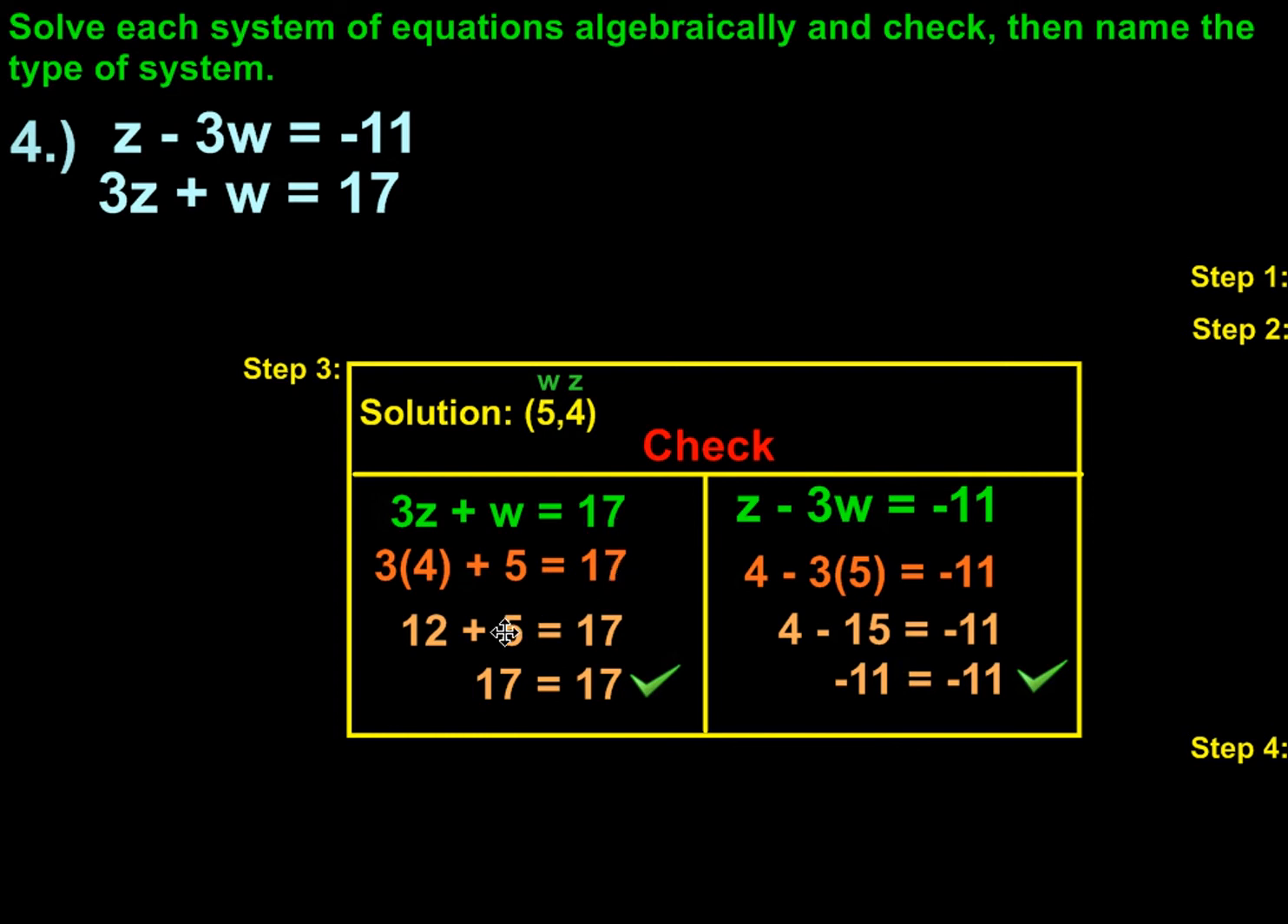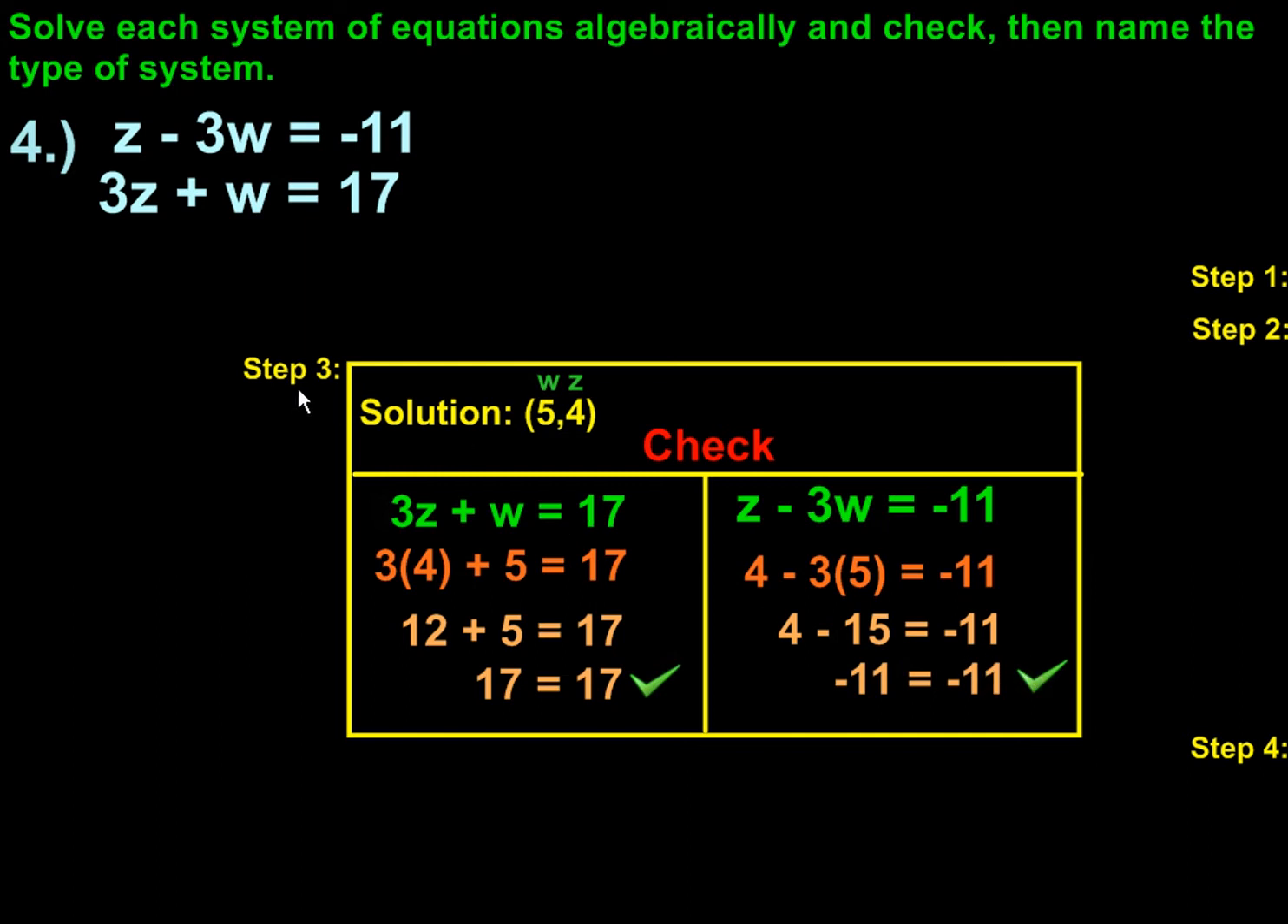So 3 times 4 is 12, plus 5 equals 17, and 17 equals 17. So my check works. For the next equation, I have z minus 3w equals negative 11. The z gets replaced with 4. The w gets replaced with 5. So I have 4 minus 3 times 5 equals negative 11. Solving down, I have 4 minus 15 equals negative 11, and negative 11 equals negative 11.